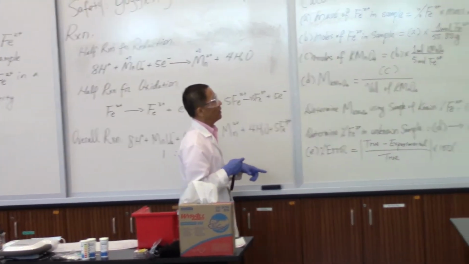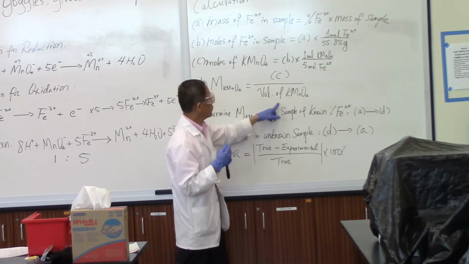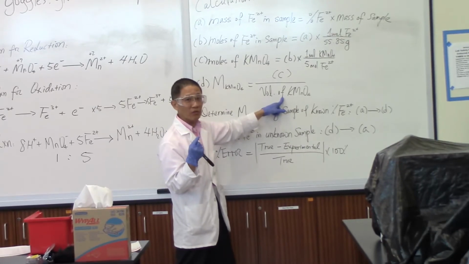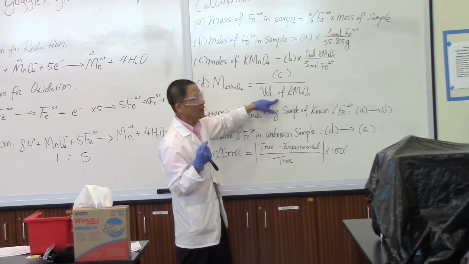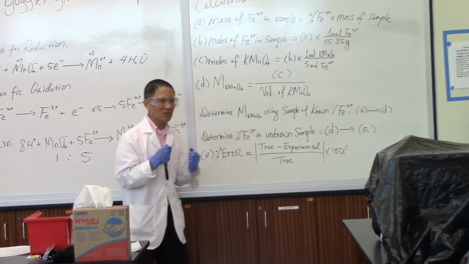And then once you get the number of moles, when you do titration, you will also be able to figure out the volume of the KMnO4 solution. So the number of moles divided by the volume will give you the molarity. So that's the first part of this experiment.